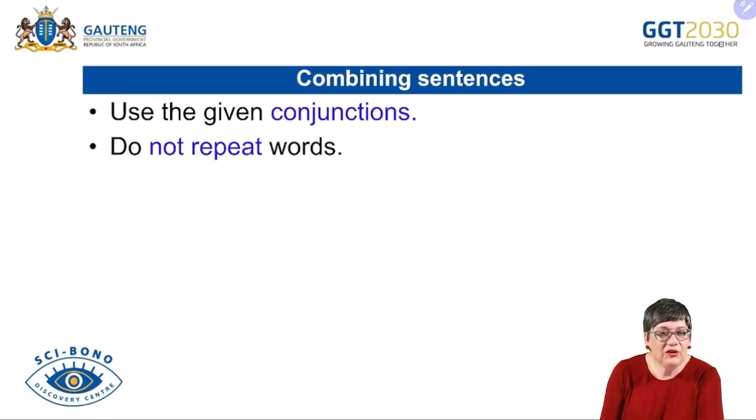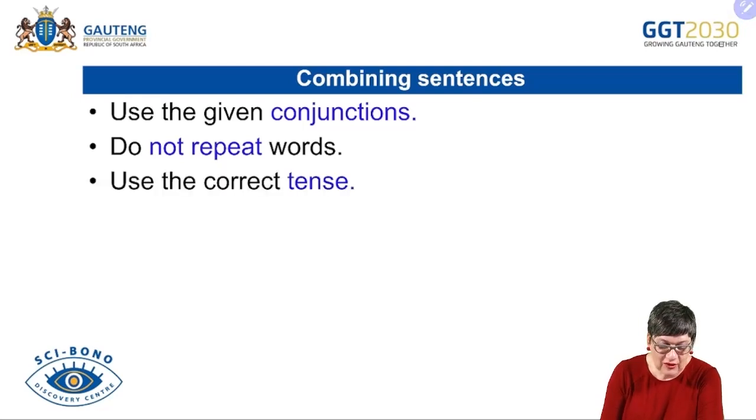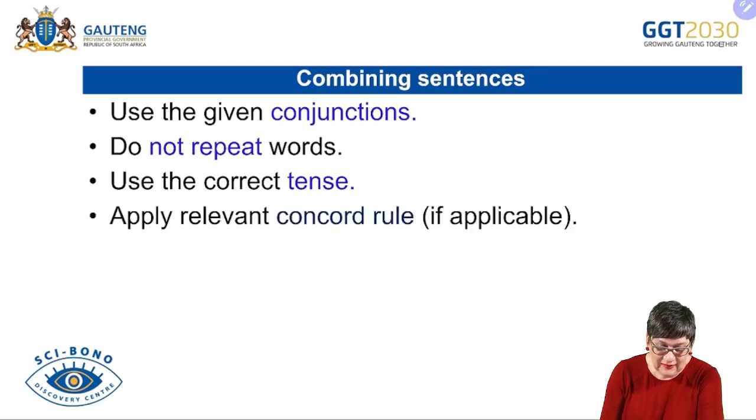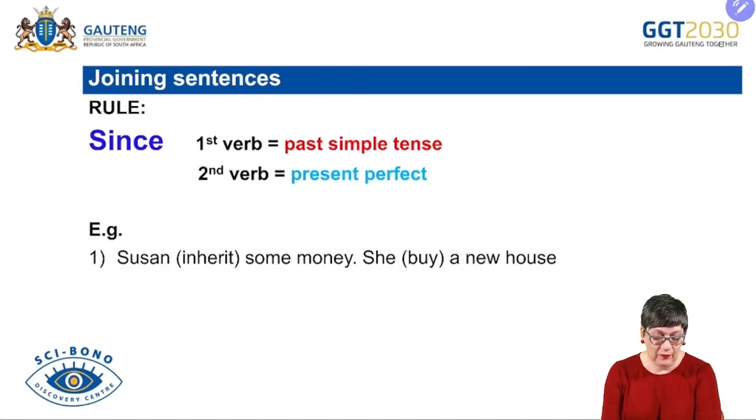Be careful that you don't repeat words. So those words that you can leave out, you should. You have to make use of the correct tense. And then we're going to talk about the concord rule that you have to apply. We'll come back to that. I'm going to show you a few that often crop up and are sometimes a bit difficult. So the first one is the since rule.